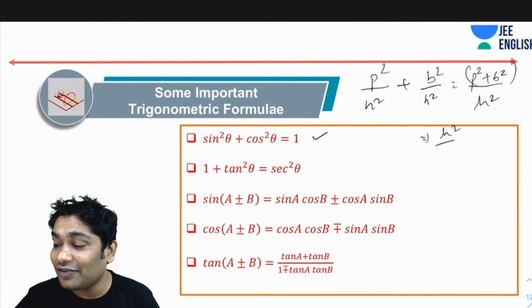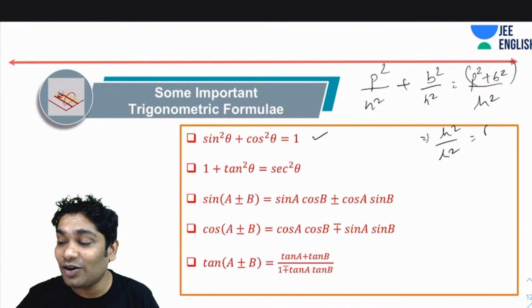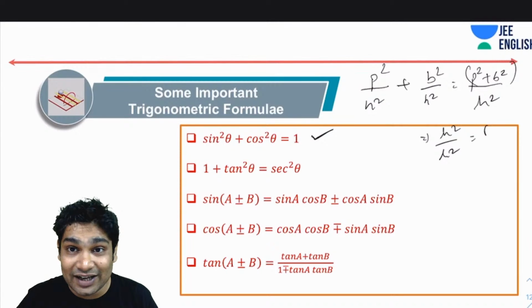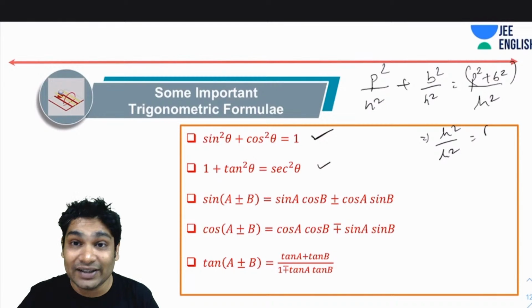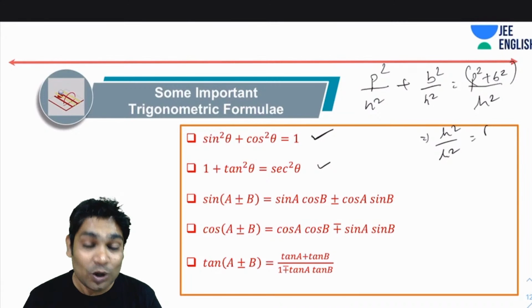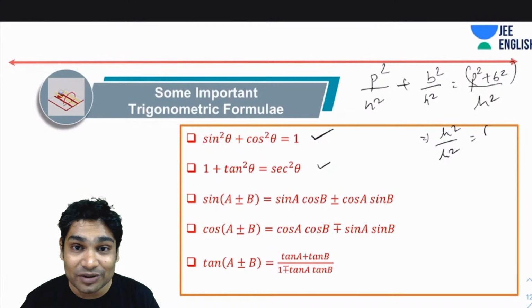Alright, so you are left with h square over h square, which is 1. So that is how you get this formula: sine square theta plus cos square theta is always 1. Similarly, next you have 1 plus tan square theta is sec square theta. I'm only discussing the important formulas which you will be using a lot in physics. There are a lot of other relations, but I've left them out. Those you will be learning in mathematics when you study trigonometry.